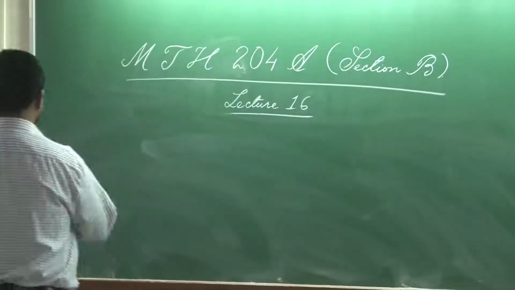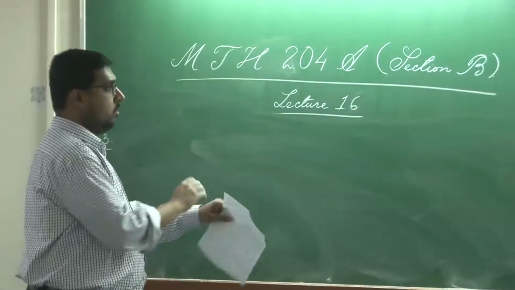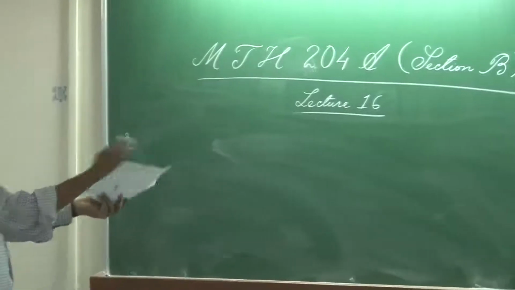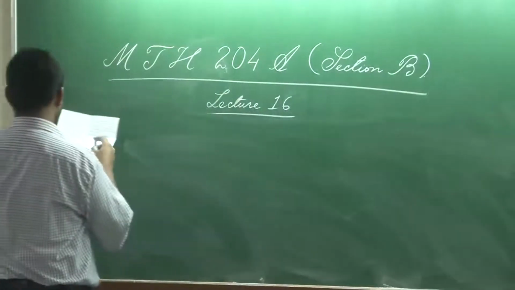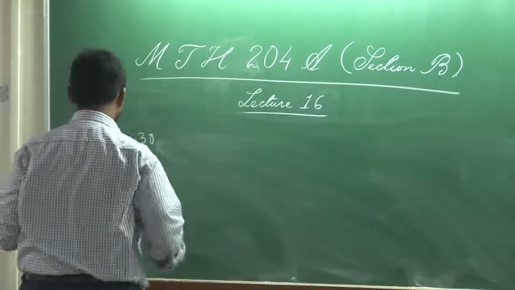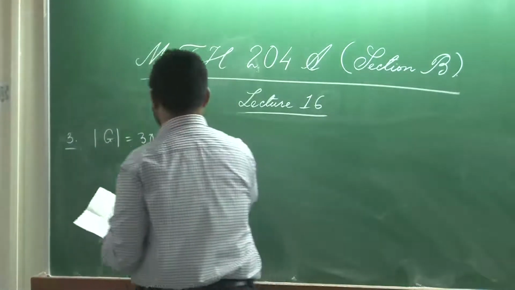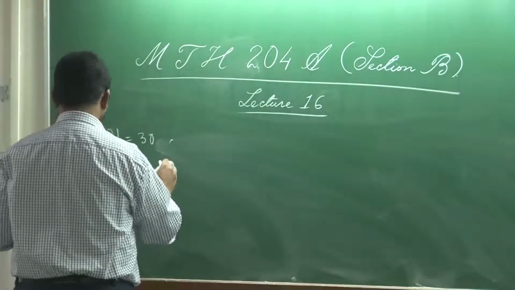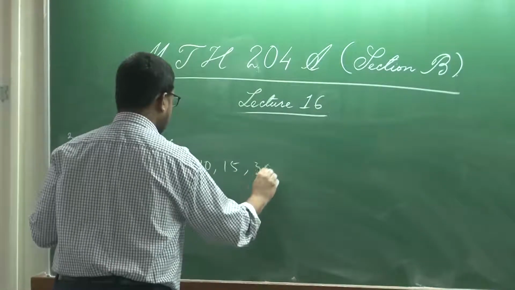So we get back to applications of Sylow's theorems. Now let's talk about groups of order 30. So what are the divisors of 30? The divisors are 1, 2, 3, 5, 6, 10, 15, 30.